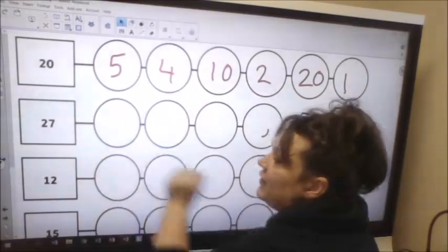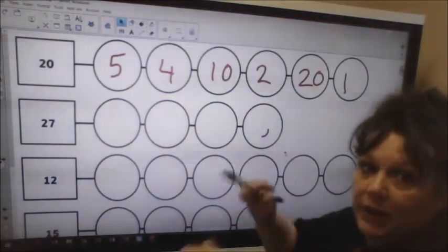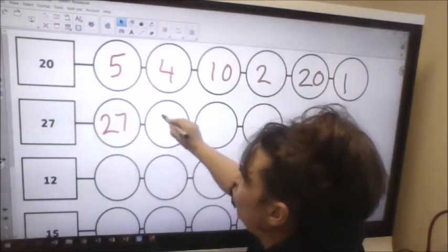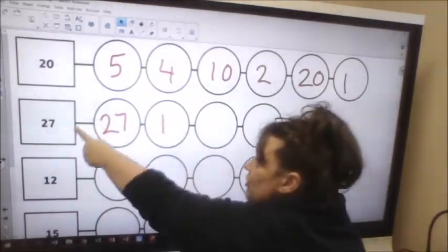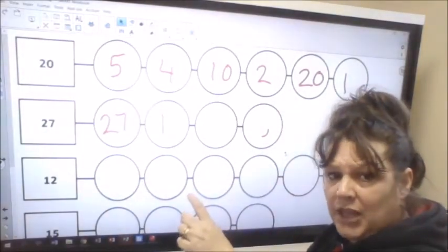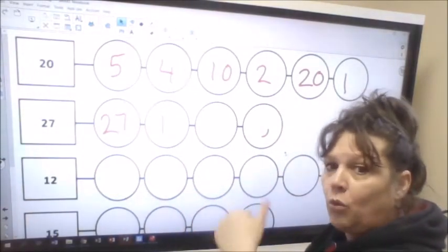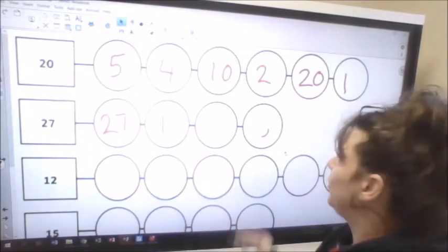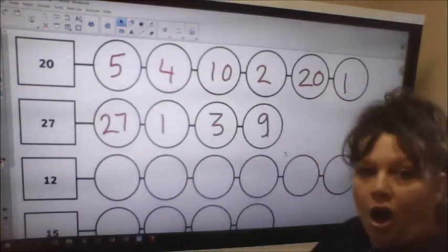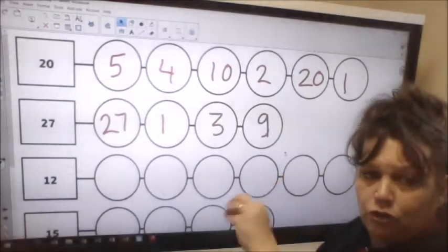So let's have a look at 27 then. So we know that 27 goes into 27 and it goes in once. And 1 goes into 27 27 times. So then if I think about my times table, where does 27 appear? Well, in my 3 and my 9 times table. So 3 and 9 are factors of 27.